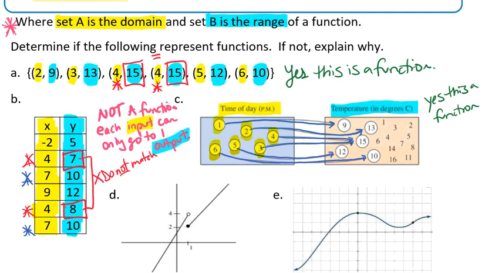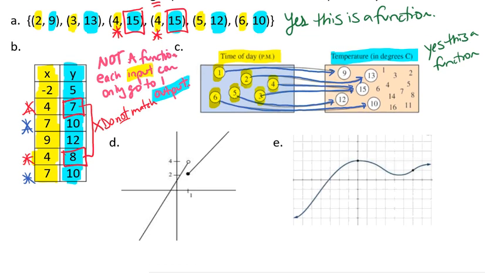Let's take a look at letter D. Letter D is a little bit different. So here it looks like we have two equations, except that one stops. So if we look here, we have one equation, but it stops. And then it picks back up right there.